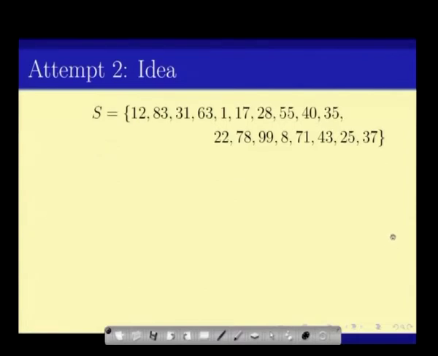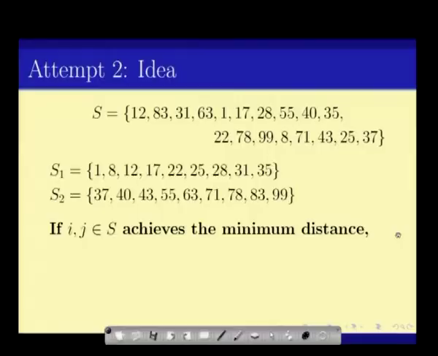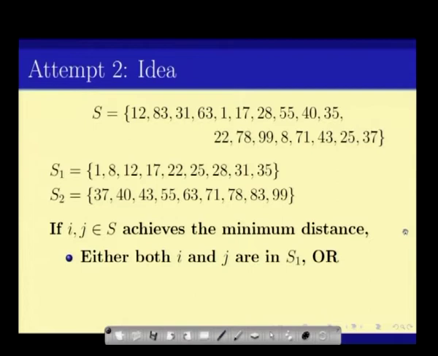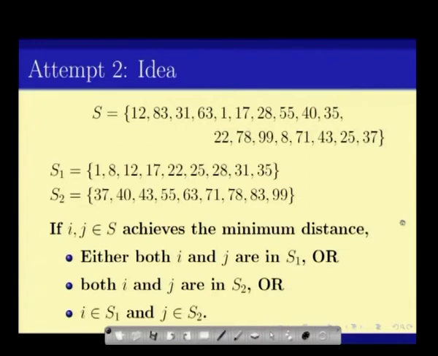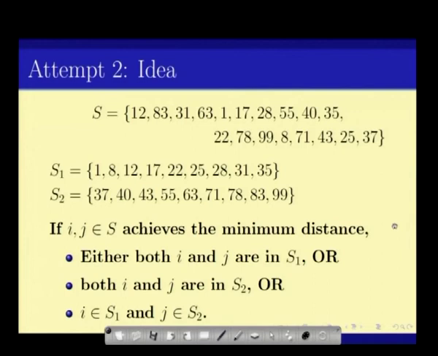Now, what was the approach? The idea was that if I have an i, j pair that achieves this minimum distance, then what properties can this pair have? First of all, it can be that both i and j are in the set S1, or it can be that both are in the set S2, or it can be that while one of them is in S1, the other one is in S2. Once we have split it into these small problems, in this case the problems are solving it in S1 and solving it in S2.